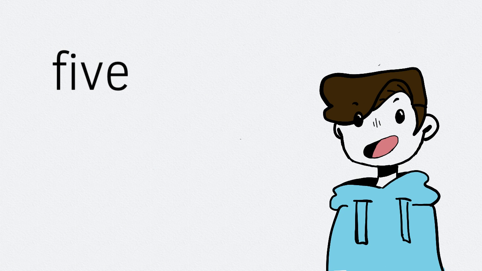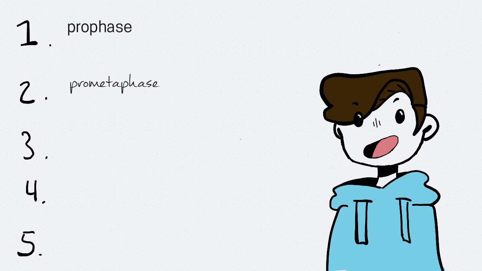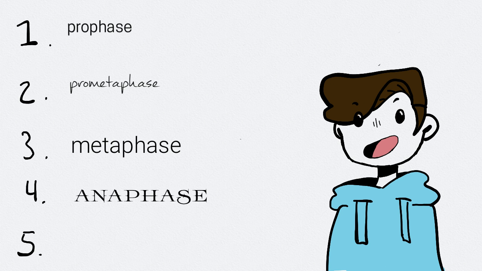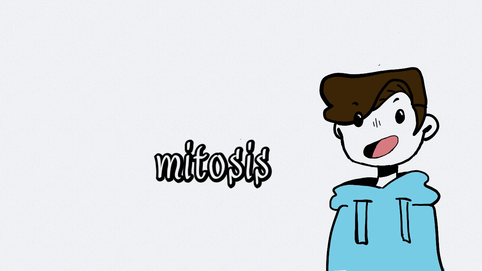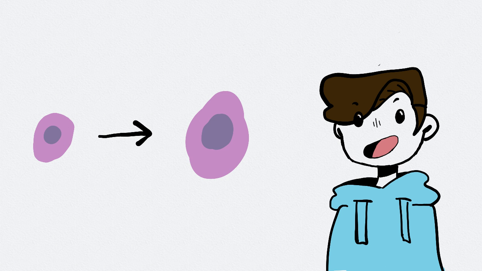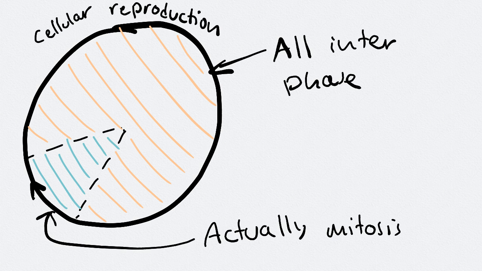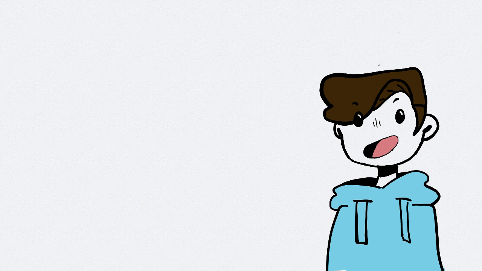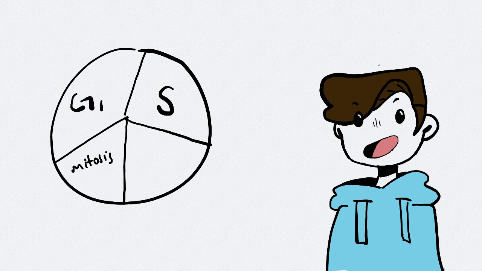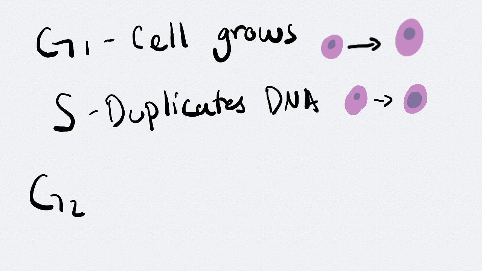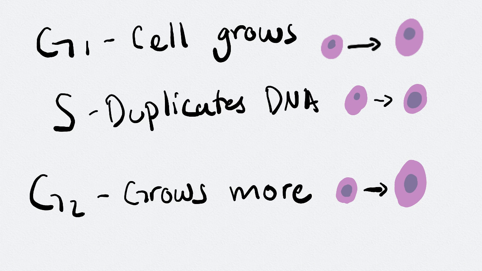Mitosis has 5 phases: prophase, prometaphase, metaphase, anaphase, and telophase. But before mitosis begins, the cell needs to grow. This process is called interphase, which is a big chunk of this whole process. Interphase can be split into 3 parts, G1, S, and G2. To simplify them, the cell grows, it copies its chromosomes, and then it grows some more.